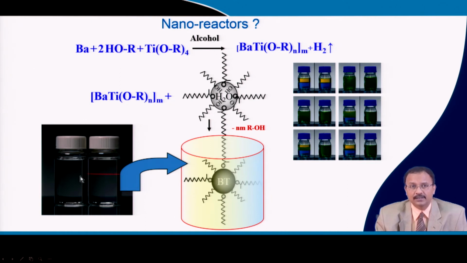This is an example of the sol that is there. You can see it is quite transparent in nature, and if you pass a laser light, the light is not scattering. I mean, this particle size is too small, and it forms something like this.